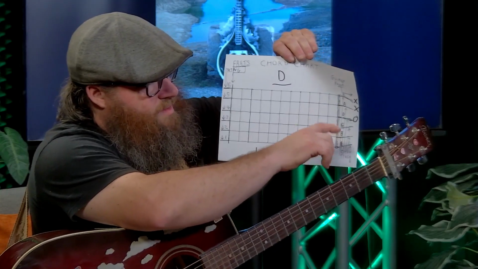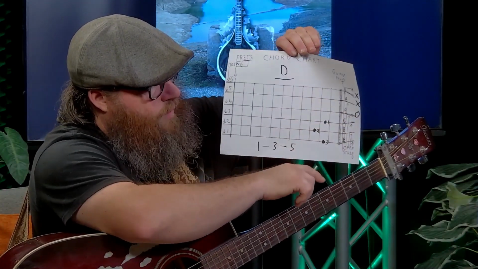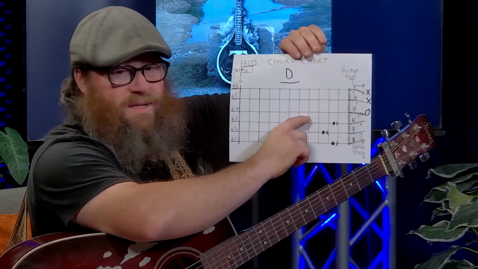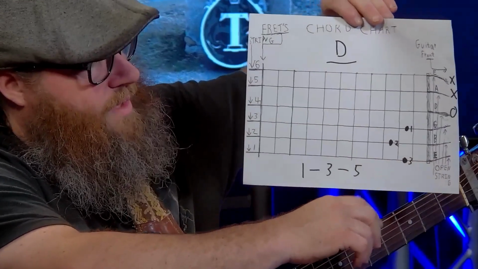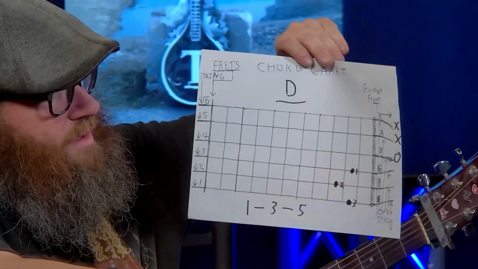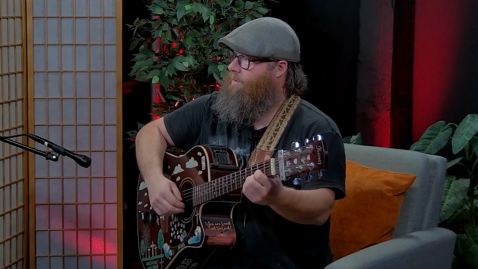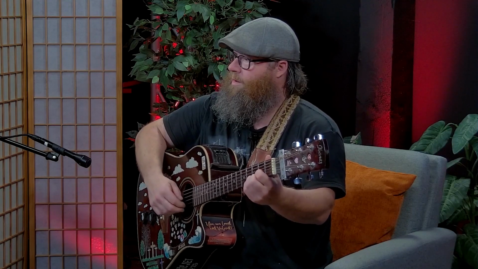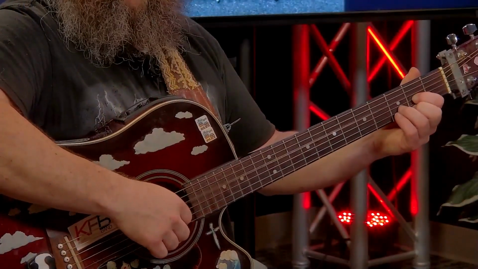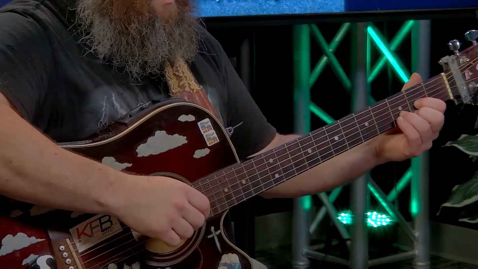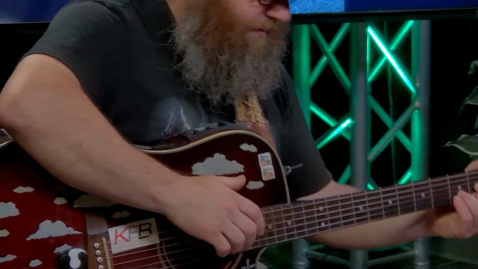So the strings 6, 5, and 4 are muted. I'm sorry, 6 and 5. This is open, so your open D string. And then here you have your fingers, the first 3 and second, which goes like this. So that's what it should sound like. A nice clear D chord.